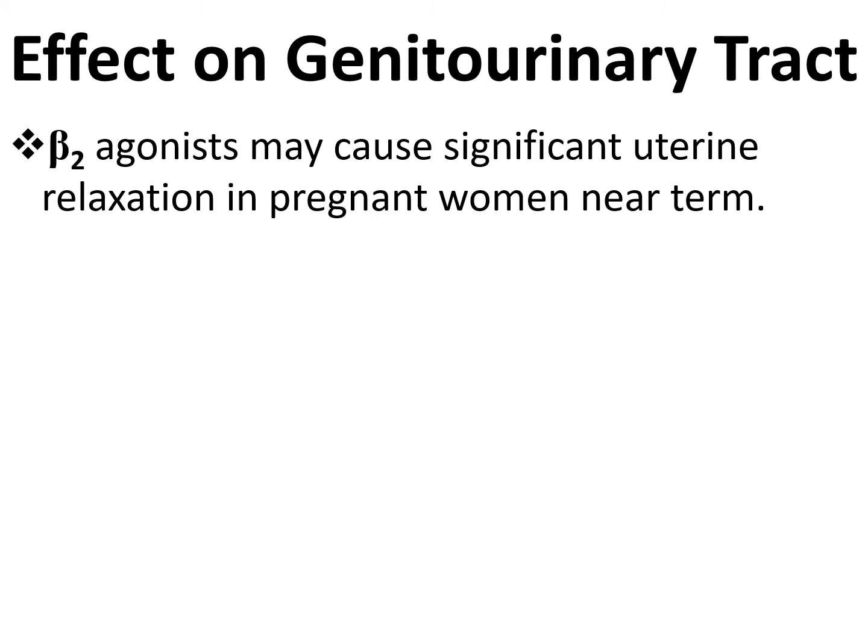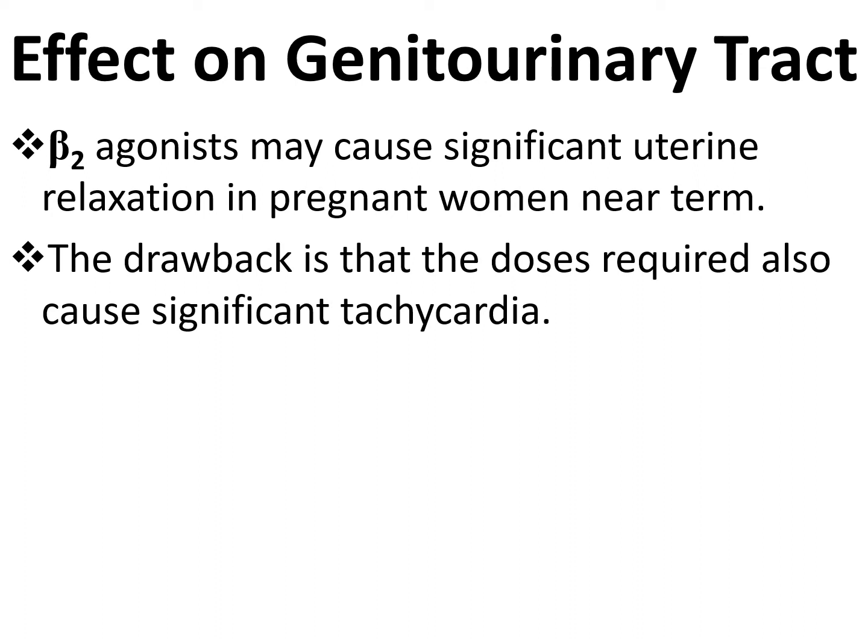And beta-2 agonists may cause significant uterine relaxation because you have seen that there are beta-2 receptors on the uterus, which cause uterine relaxation. As a drawback, the dose of beta-2 agonist required also causes significant tachycardia, because this high dose of beta-2 agonists produces vasodilatation, maybe a fall in BP, and reflex tachycardia. That's the main reason.